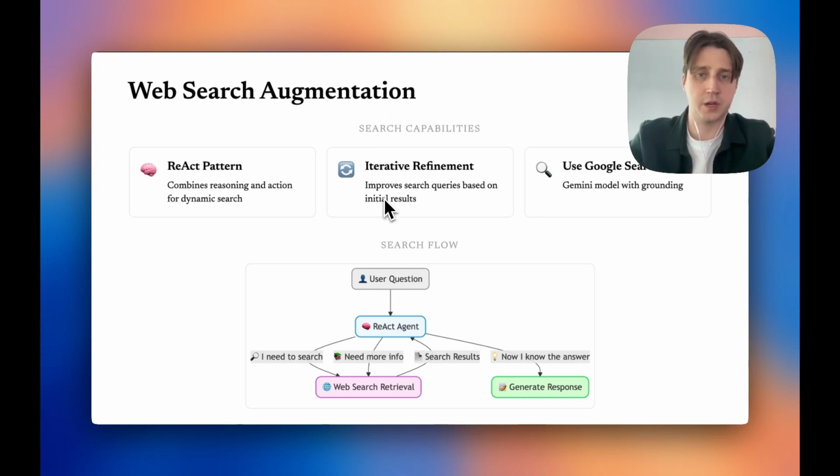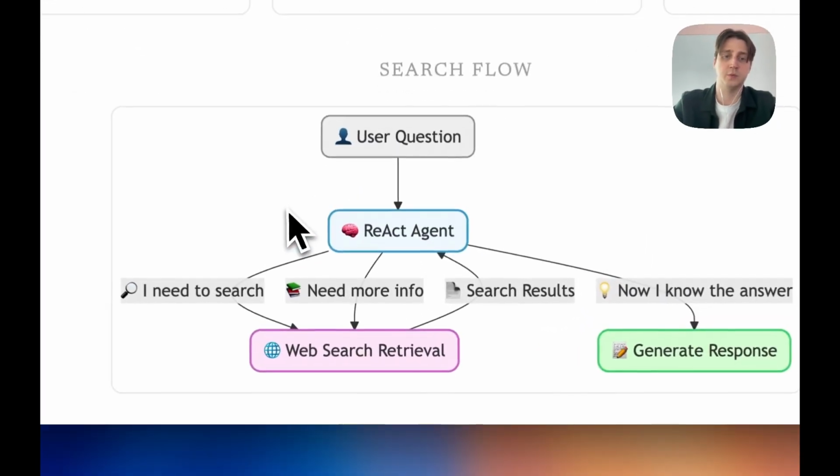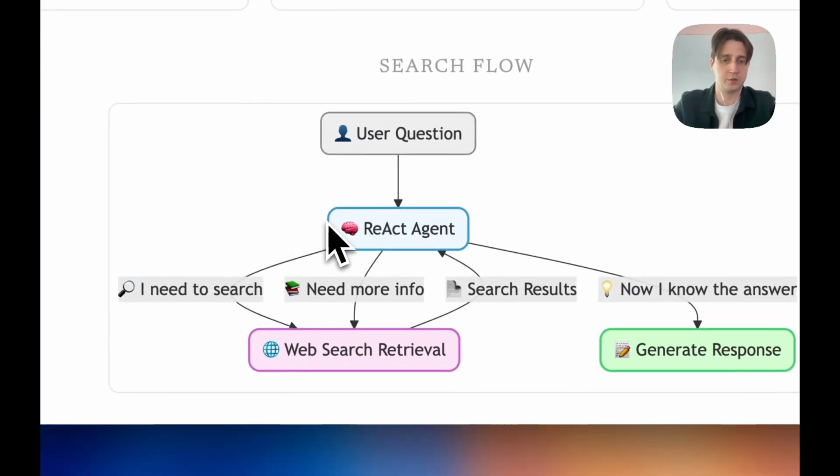On the search flow diagram, you can see that the ReAct agent would first think if it needs to search for information, and then send it for retrieval. If that's not enough, it will do more searches as much as needed.